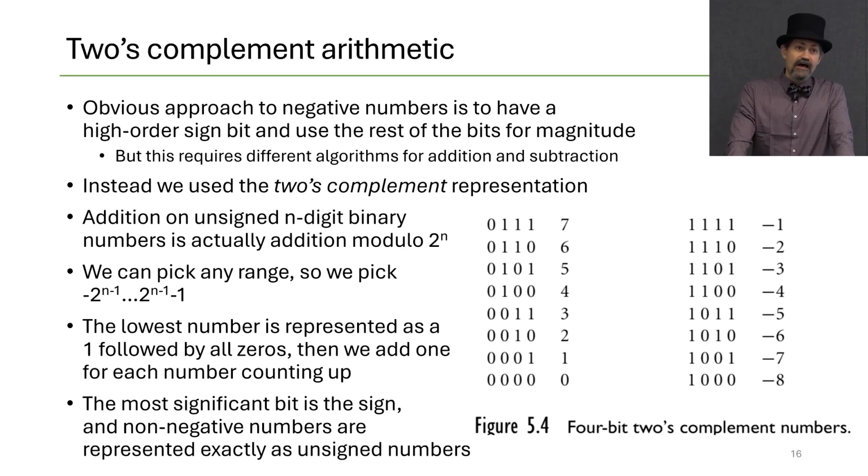So 7 unsigned is 0, 1, 1, 1. And we've represented it here signed in exactly the same way, with the same bits. This allows us to convert between signed and unsigned numbers very easily, as long as the unsigned numbers are within the range that could be represented by signed numbers. So between those advantages and the ability to use the same algorithm for addition and subtraction, 2's complement is a very nice representation for hardware.